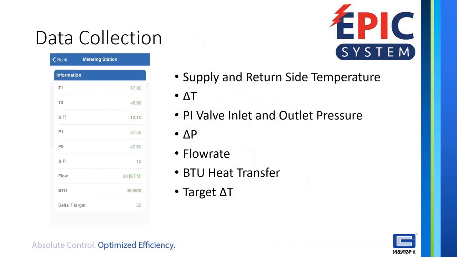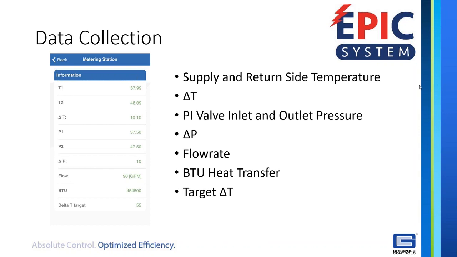We're getting close to time, so I'm going to try to wrap up. If you're connected to the EPIC controller, you can read the data in your BMS system, but you've also got the ability to look at it on your iPhone app. So you can see the return side and the supply side temperatures, the delta T, the pressures. You can see your target delta T. All of that is available for data collection either through the building management system or into your phone.